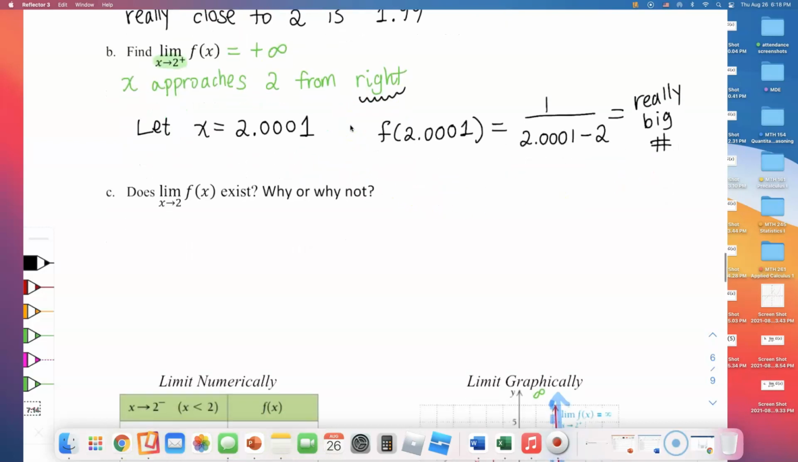So they're asking for the general limit now. Thus, the limit of f of x as x approaches 2. Now this time we have to look at both sides, right? Does it exist? Yes or no? What do you think? We're going to have to say no. This limit does not exist. The limit as x approaches 2 does not exist.